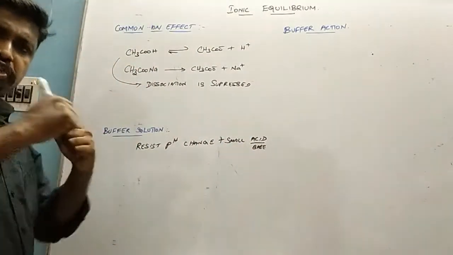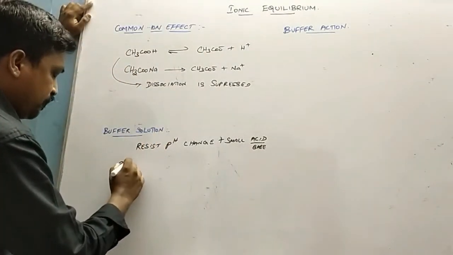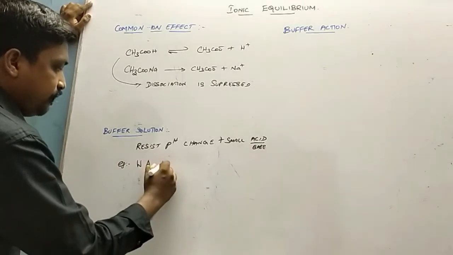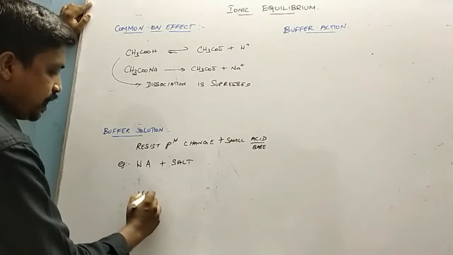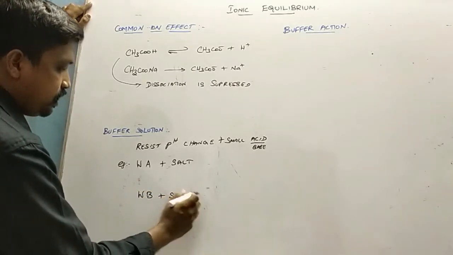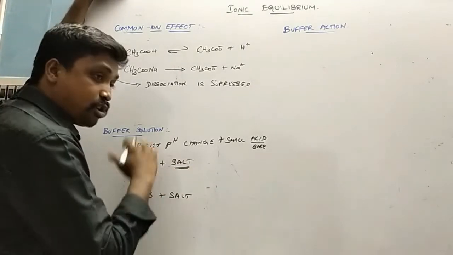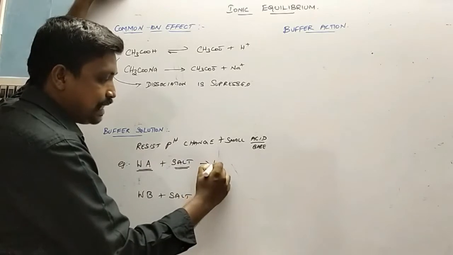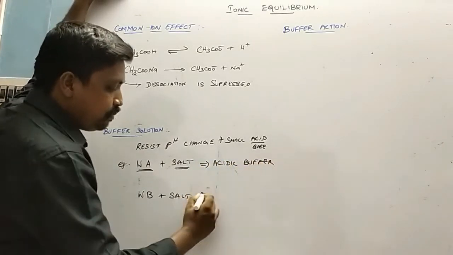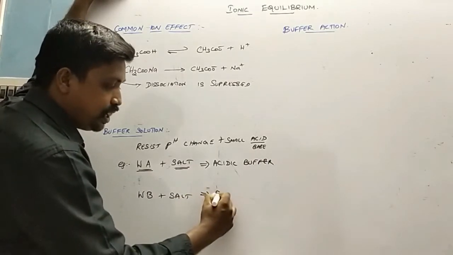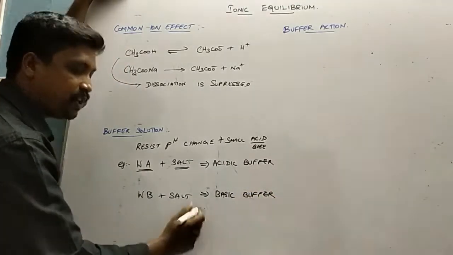So which solution will act as a buffer solution, sir? Very simple. Examples of buffer solution: a weak acid with its salt, right? Similarly, a weak base with its salt, they may act as buffer solution. A weak acid combined with its conjugate strong salt is called an acidic buffer. Similarly, if a weak base is present with its conjugate strong salt, it is called a basic buffer. There are two types of buffer: acidic buffer and basic buffer.